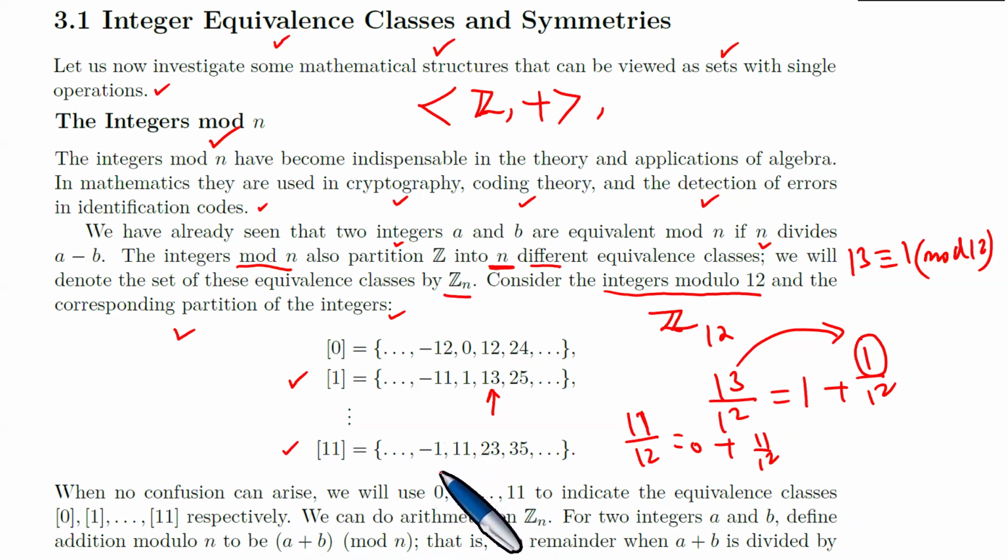23. Now if you look at 23, what is 23 in modulo 12? You divide accordingly by 12, and you're able to see therefore that also 23 is equivalent to 11 modulo 12. Okay, so that's something that is very important over here.